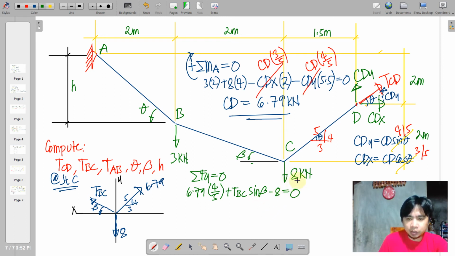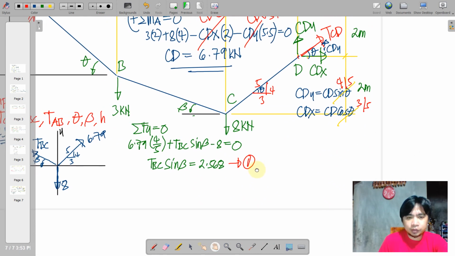Then we deduct this downward 8 here and equate it to 0. So we'll be having an equation of BC in terms of beta and a numerical value. So we have TBC sine beta is equal to 2.568 if we are going to transpose all of the constants on the right side. So let this be our equation 1.